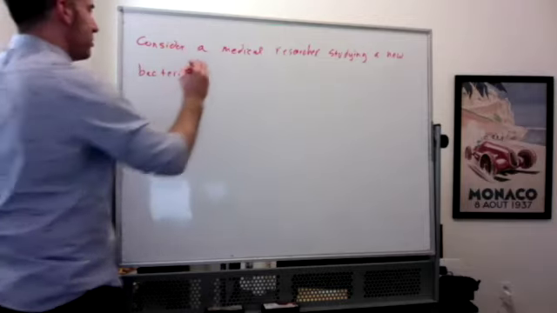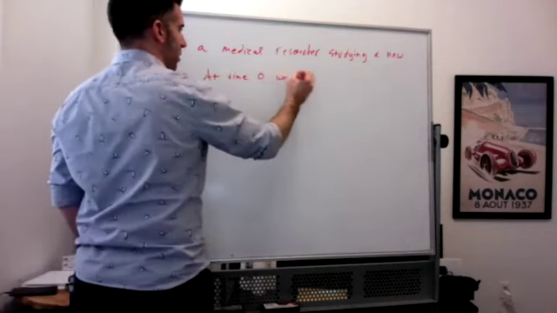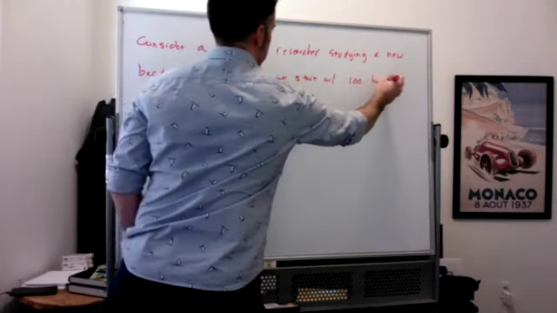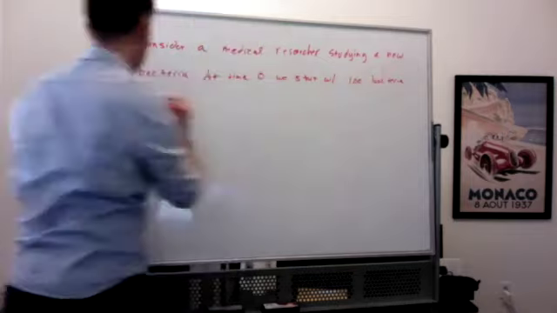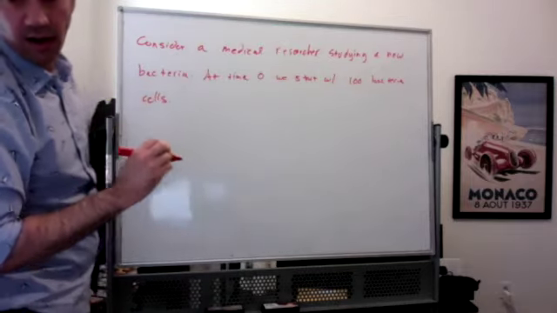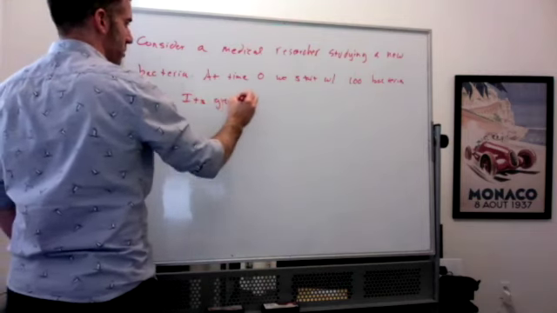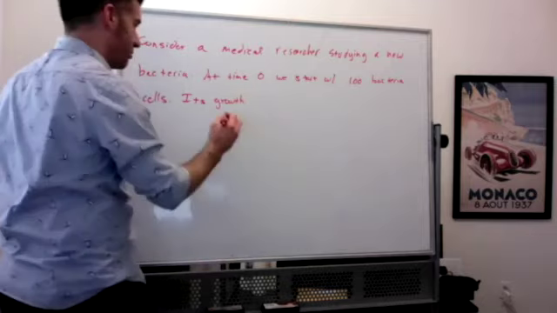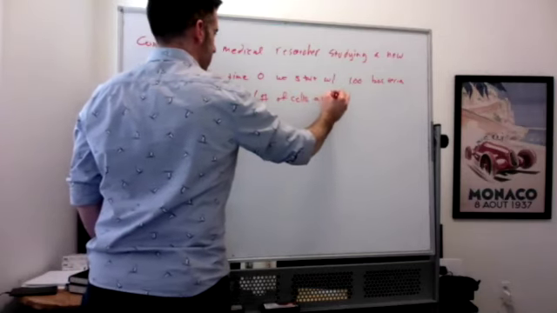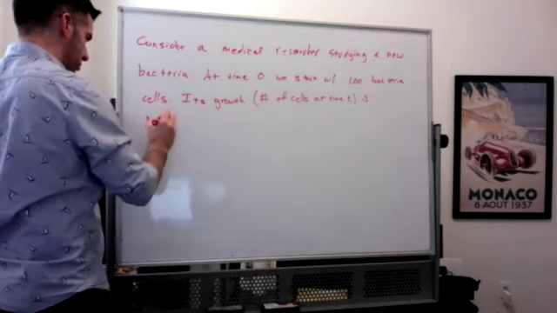At time 0, we start with 100 bacteria cells. Its growth, meaning the number of cells at time t, is modeled by the following equation.